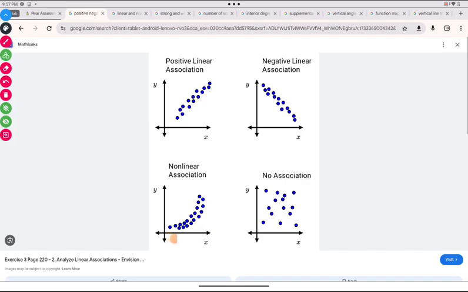Hi, this is Mr. Rankin making a quick review of some questions that you're likely to see on the Math Fast. First, talking about association, also known as correlations.